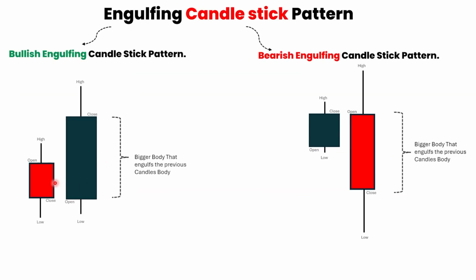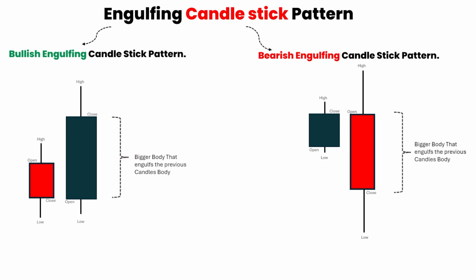This is a bullish engulfing candlestick pattern. This one is a bearish engulfing candlestick pattern. You will see that on a bullish engulfing pattern, this bullish candlestick has a bigger body than the previous bearish candlestick. The same thing applies on the bearish engulfing pattern. The bearish candlestick here has a body bigger than the previous bullish candlestick's body.